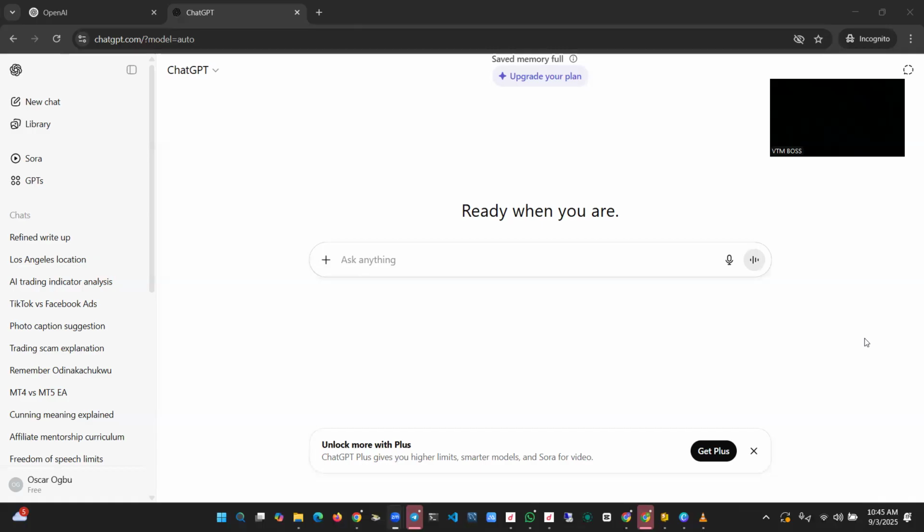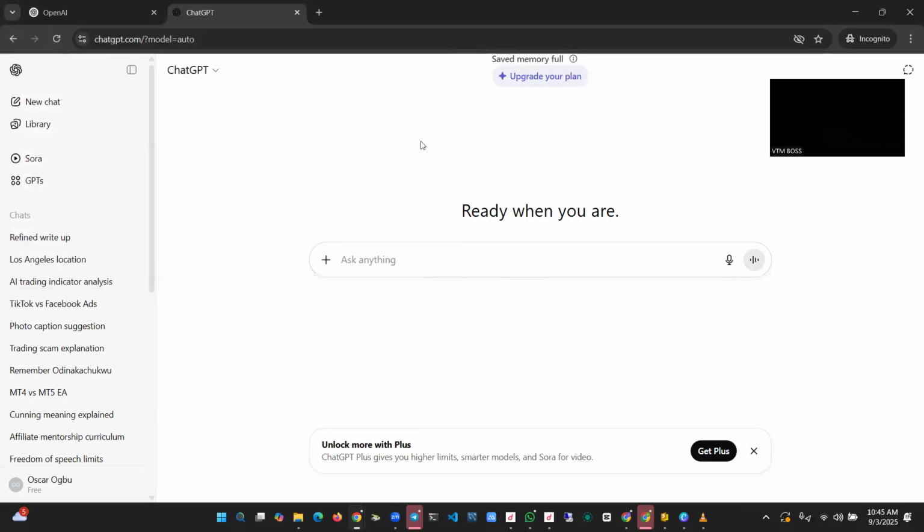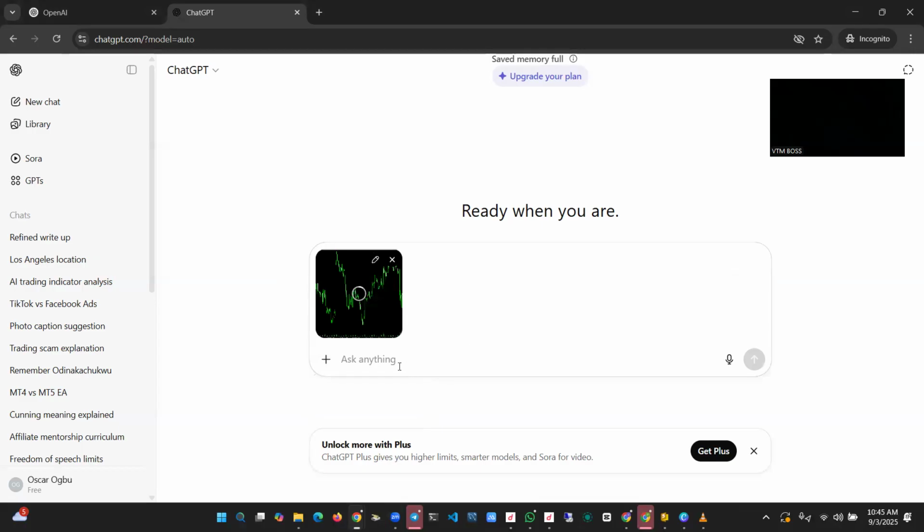Okay, let me just show you something, how to use ChatGPT to analyze your chart. Okay, this is my ChatGPT. You can actually use it on your mobile phone and other, but I am using it on a desktop. Okay, so I have taken a screenshot from my Forex trading chart. So let me just bring it here. Okay, this is a screenshot of EUR/USD. Look at what I'm going to do.